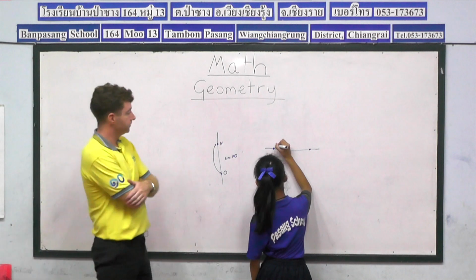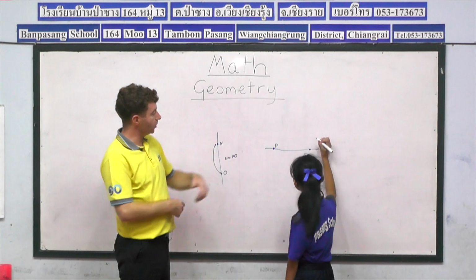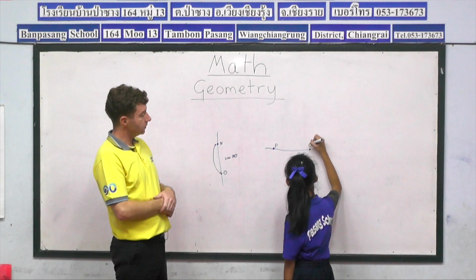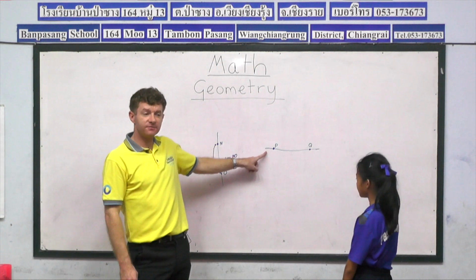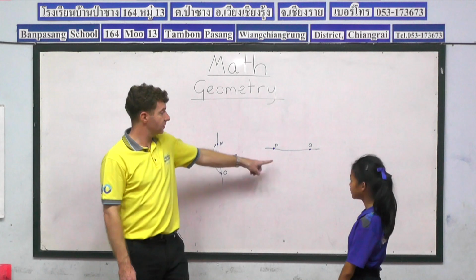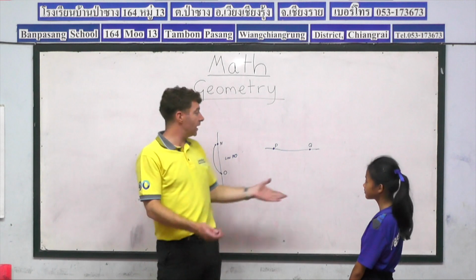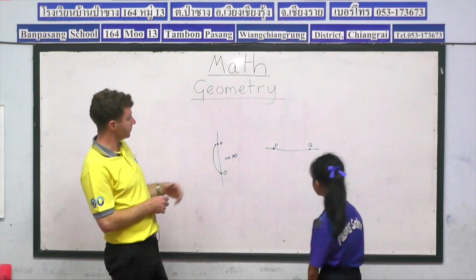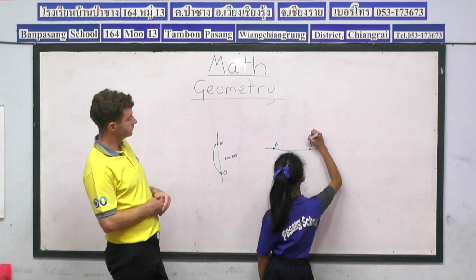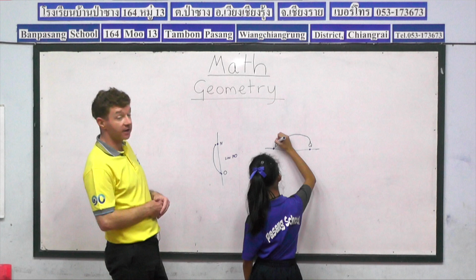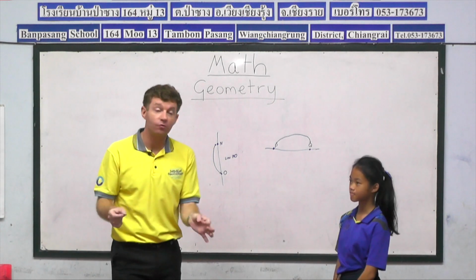Perfect. Okay, so we've got point P and point Q. Now, is our line segment here, guys? To the left of P? Is the line segment here to the right of Q? No. Where is the line segment, Down? Can you draw the arc to show the line segment? Perfect. You see, our line segment is the part of the line that's between our 2 points.